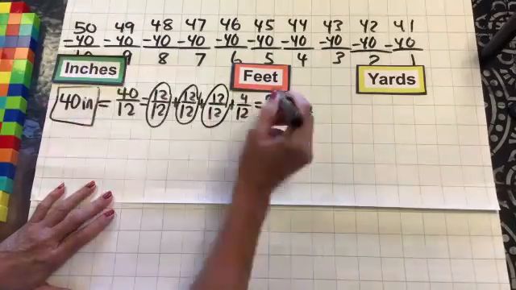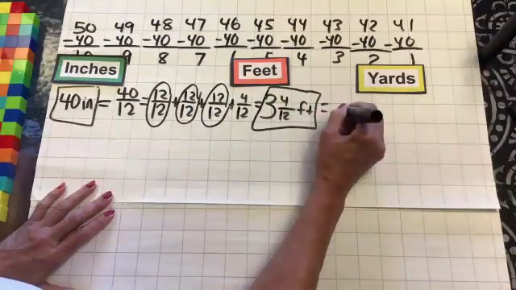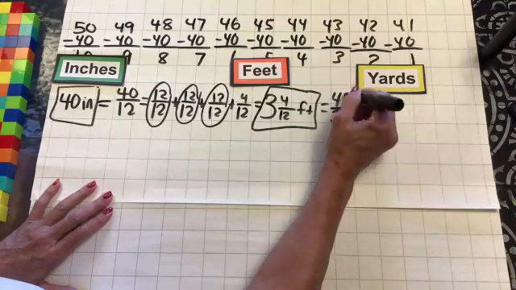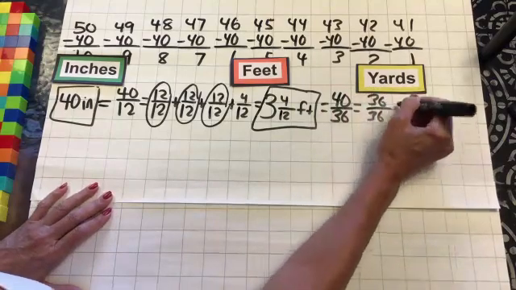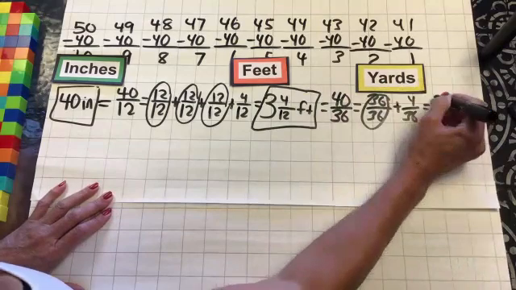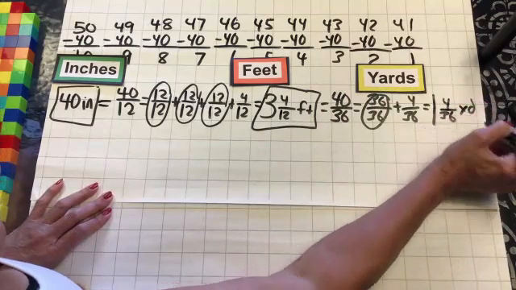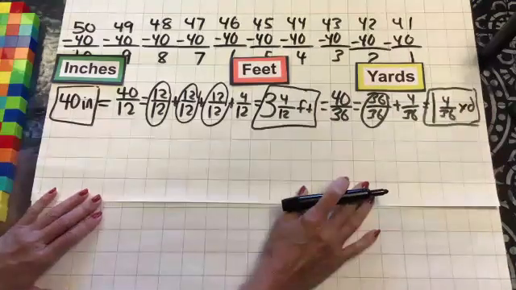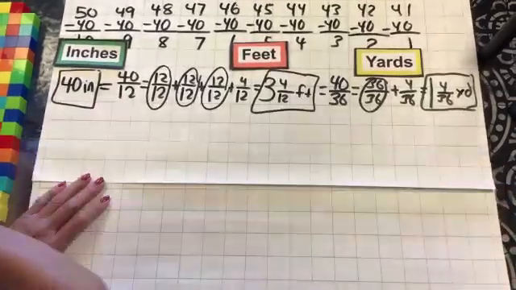So 40 inches equals 3 4/12 feet, which if we put it over 36, because it takes 36 inches to make a yard, we're going to break that apart. 36/36 plus 4/36, which equal 1 whole and 4/36 yards. So there we have it. Inches, feet, and yards for 40 inches today. Since 40 is our number of the day, we always use the number of the day.